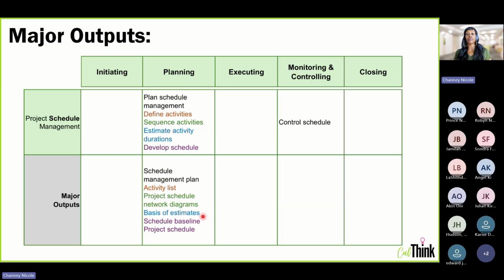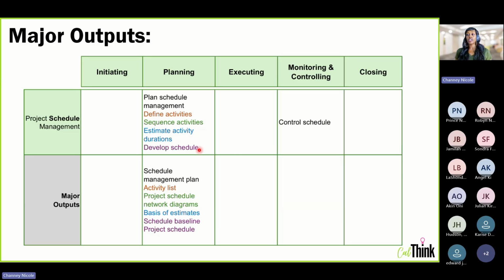Is this a rough order of magnitude quote where there's a 75% margin of error, or is this more of a definitive quote where there's a tight window of error? It's a pretty accurate quote. So you want to get to know and get familiar with the concept of basis of estimates because you will see it come up on the exam at least once.